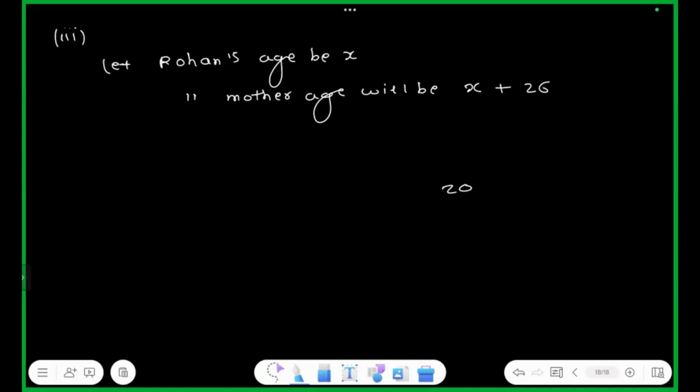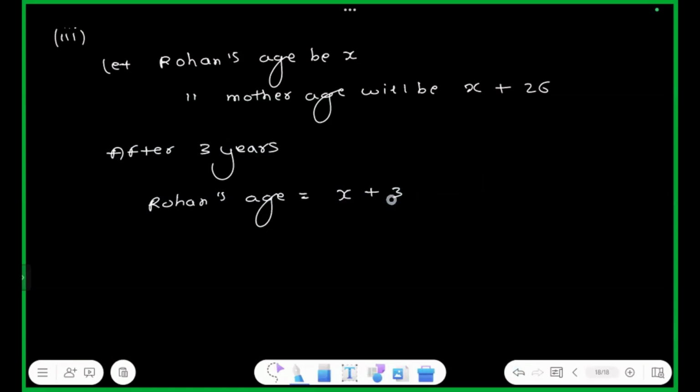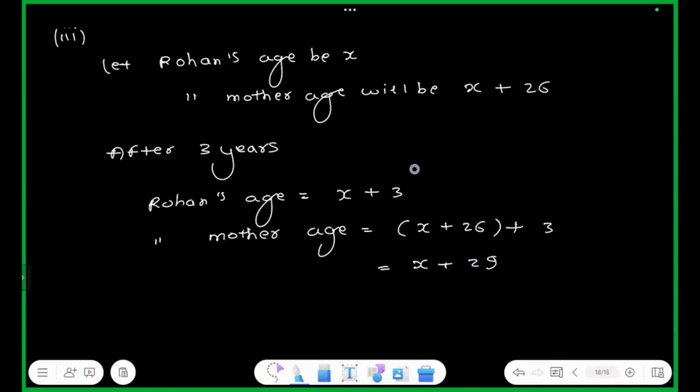Now after 3 years, see, if my age is 20, after 3 years, what will be my age? 20 plus 3 means 23. So after 3 years, Rohan's age will be x plus 3. And Rohan's mother's age will be x plus 26 plus 3, which means x plus 29.